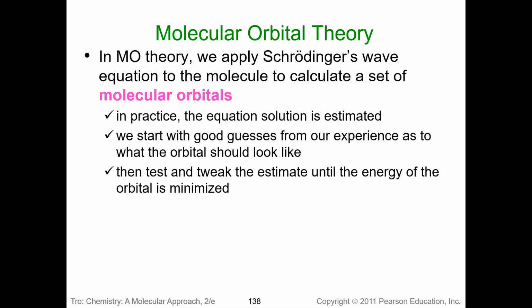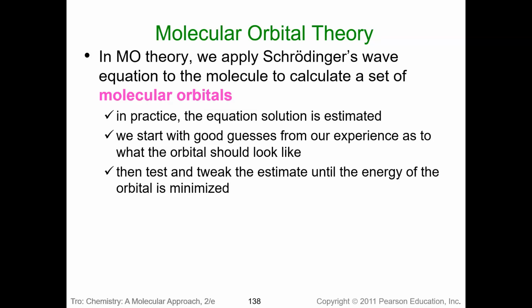So we're going to talk about molecular orbital theory. In molecular orbital theory, we're going to apply Schrodinger's wave equation. Remember when we learned about n, l, m sub l, m sub s? That's Schrodinger, right? He figured out a mathematical probability of where the electrons are going to be. And we're going to use that to calculate molecular orbitals. Now, molecular orbitals are different than atomic orbitals. These orbitals are delocalized around the whole molecule.